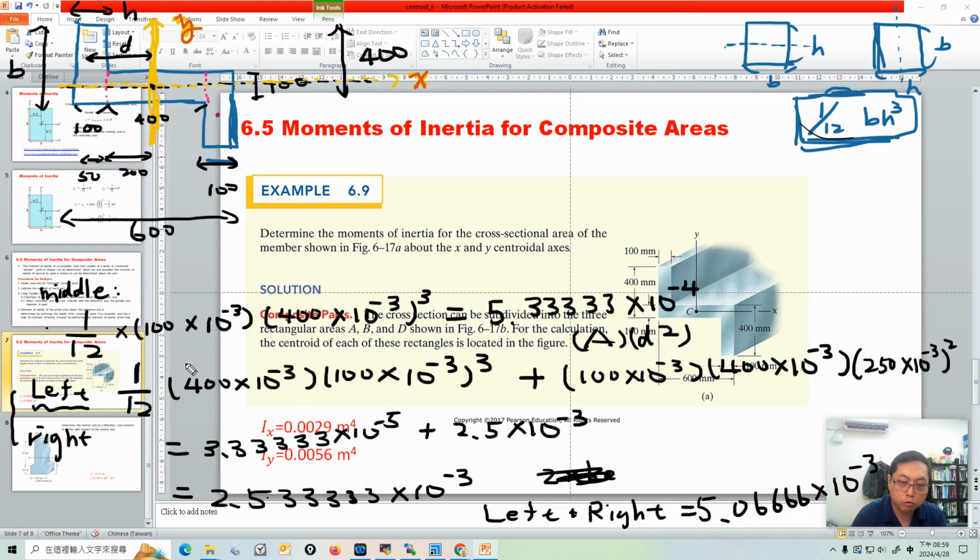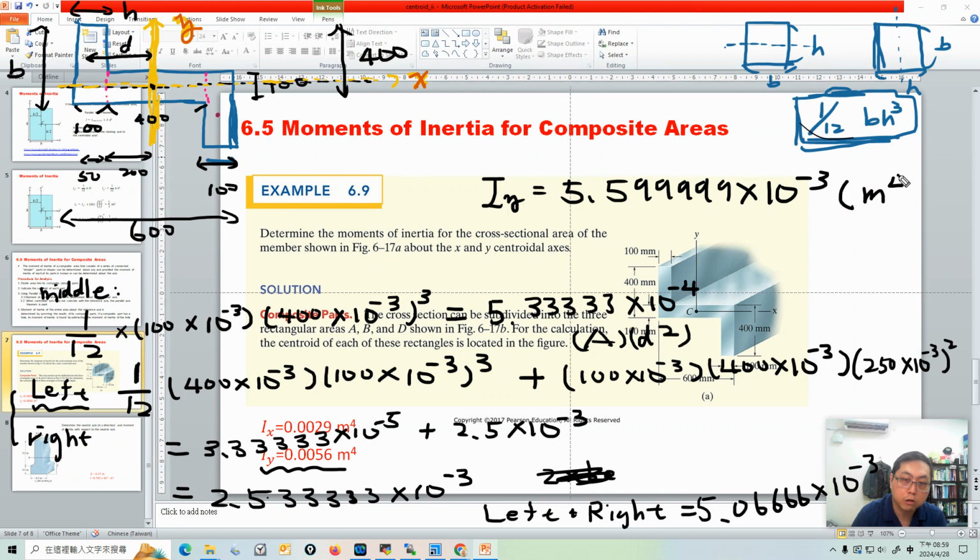Okay, so we add the three parts together. So what's the answer? Plus 5.333 plus 4. So the answer, Iy, will be 5.599999 times 10 to the power minus 3. It's very close to the answer from the textbook, 0.0056, and the unit is meter to the power 4.